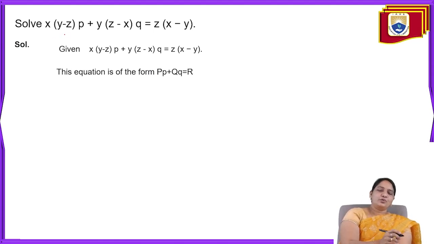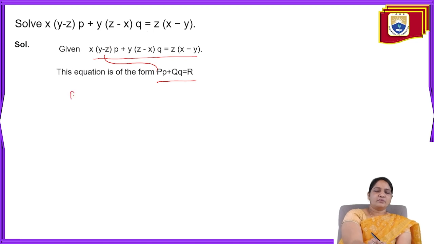Solve x into y minus z into p plus y into z minus x into q equal to z into x minus y. So here the given equation is this. Now I am going to write it in this form. I am comparing now. So what is the p value?